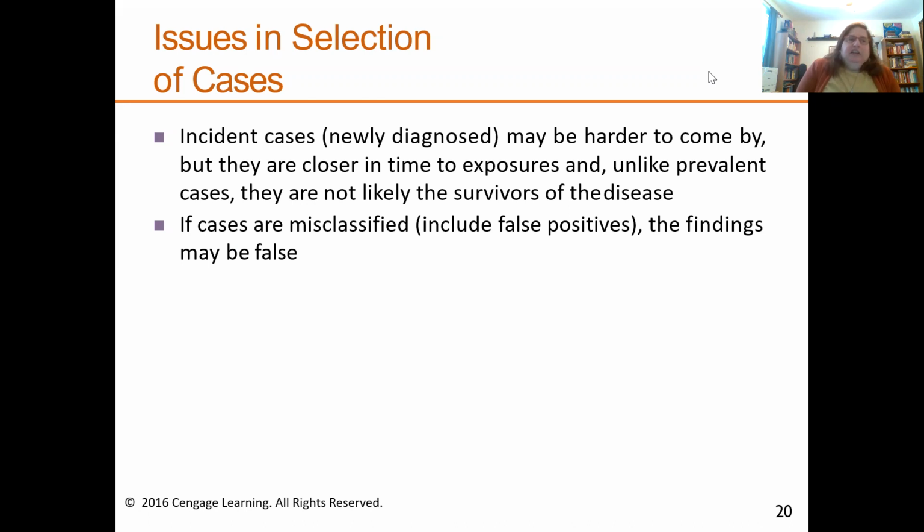What about incident cases? Now, that means newly diagnosed. They may be harder to come by, but they're closer in time to the exposure. And unlike prevalent cases, they are not likely the survivors of the disease. Now, again, this is a little bit of an epidemiology concept, but we often talk about survival and mortality in epidemiology a little bit more than in psychology. But think about it this way.